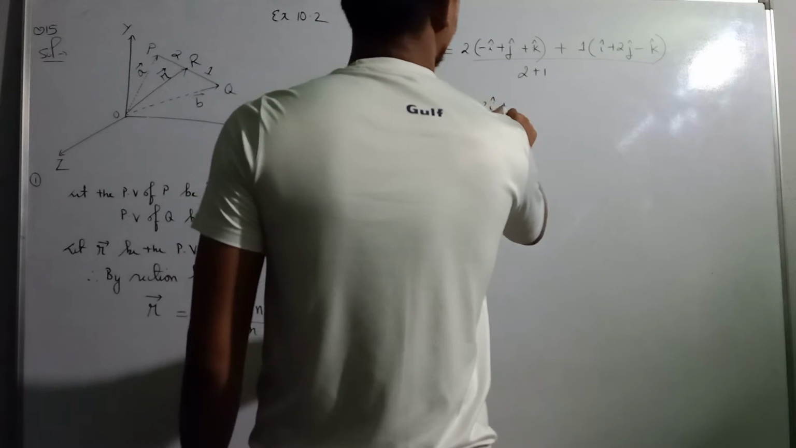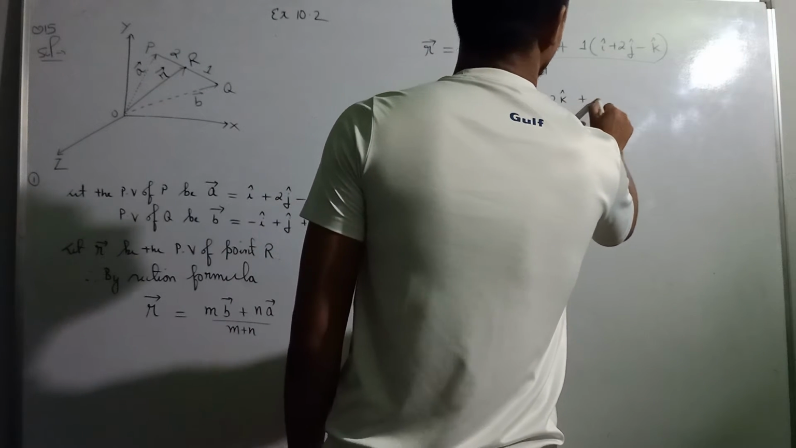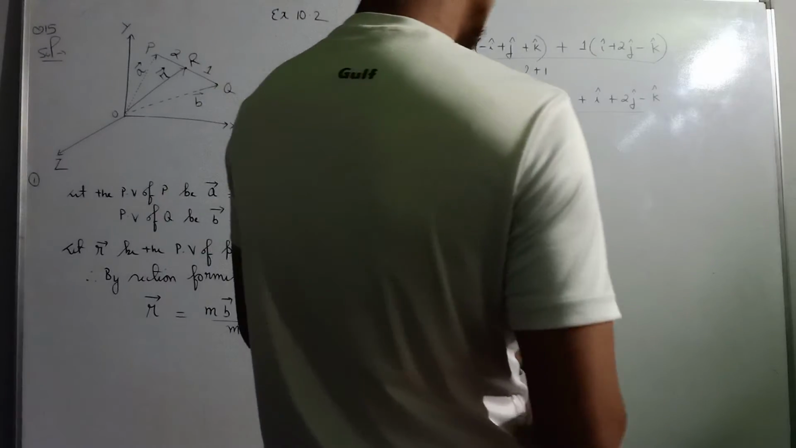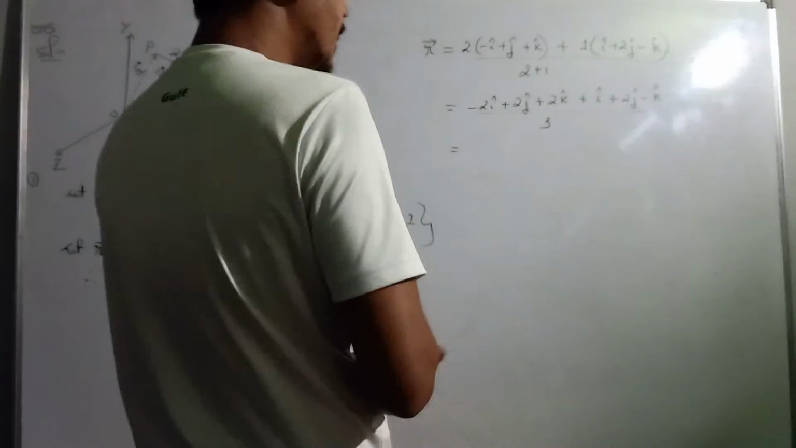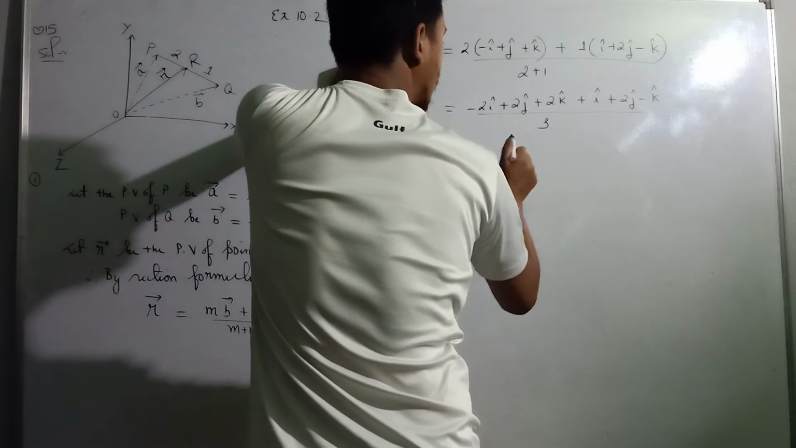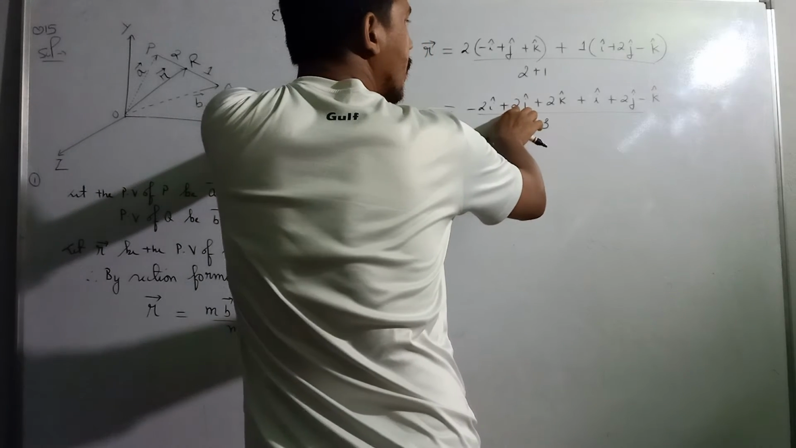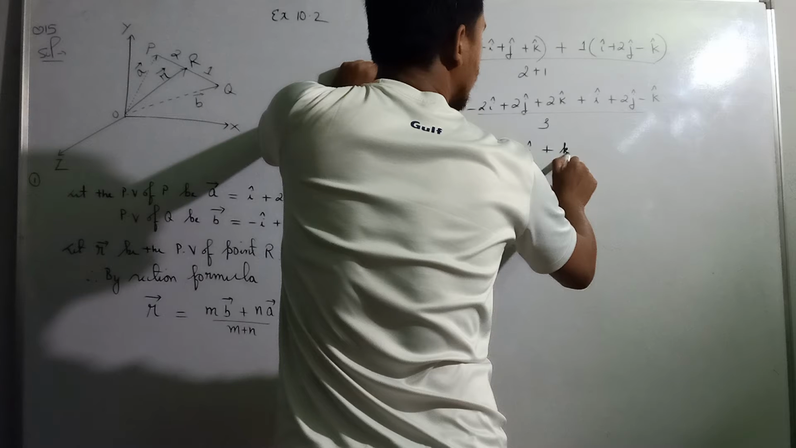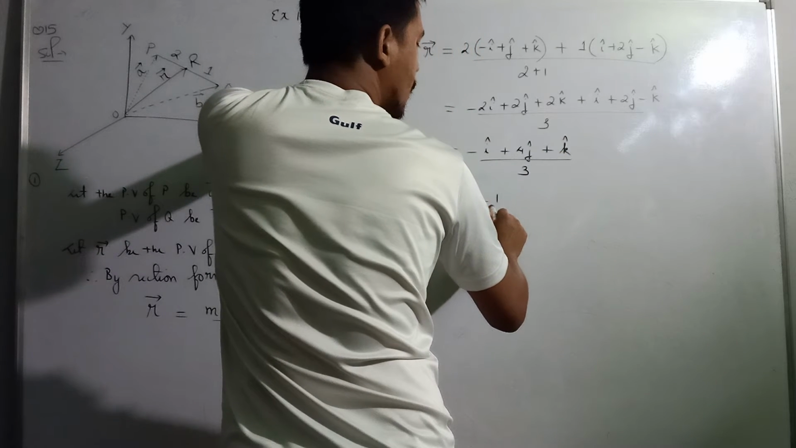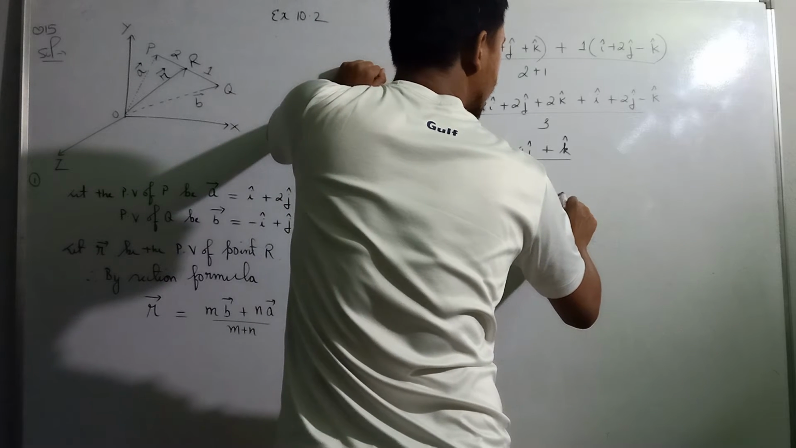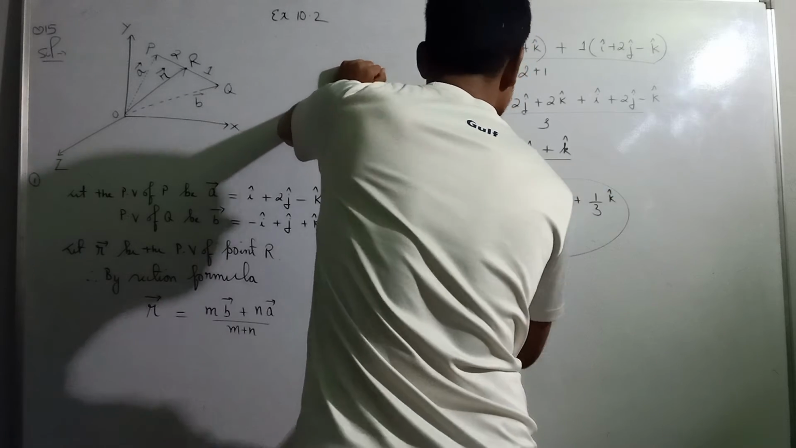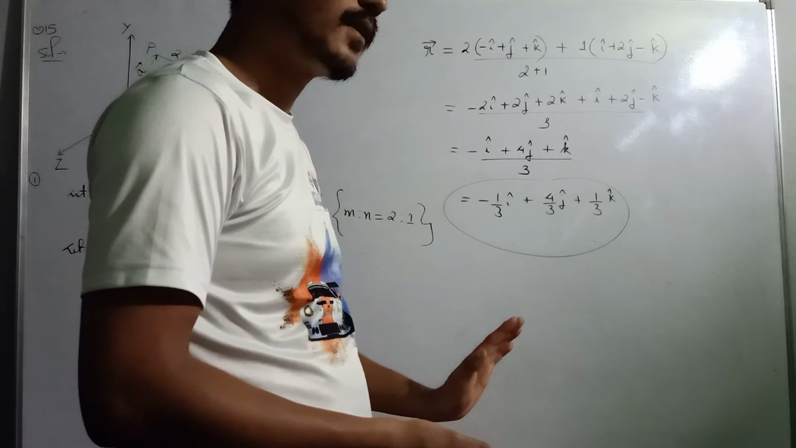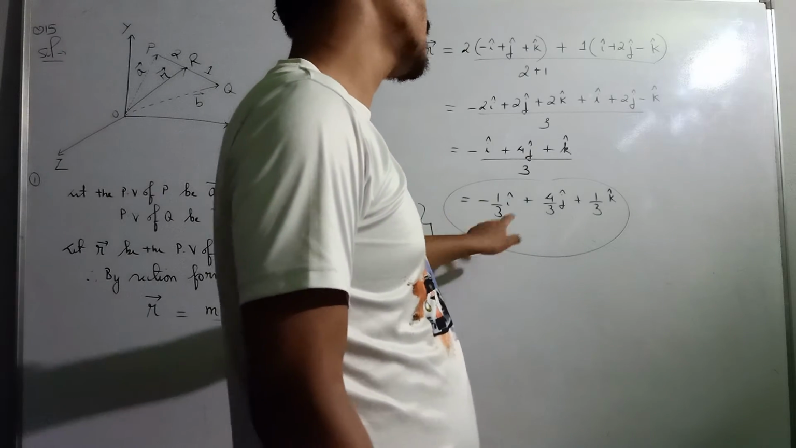So here is minus 2i cap plus 2j cap plus 2k cap plus i cap plus 2j cap minus k cap upon 3. We are going to add the x components, y components and z components separately. Minus 2 plus 1 minus 1 i cap, 2j cap plus 2j cap, 4j cap, 2k cap minus k cap plus k cap upon 3, which is equal to minus 1 upon 3 i cap, 4 upon 3 j cap plus 1 upon 3 k cap. So this is the position vector of your point R. That means the coordinate of R will be minus 1 by 3, 4 by 3, 1 by 3.